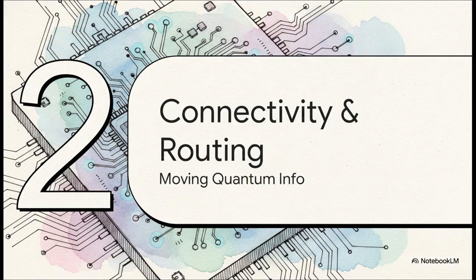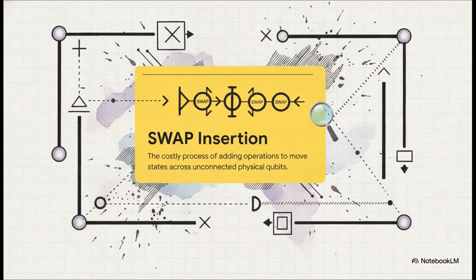Which brings us to connectivity and routing, the brutal reality of moving quantum information. Once we actually have the right language, we have to deal with physically moving incredibly fragile quantum information across a microchip. Quantum hardware usually doesn't allow every pair of qubits to interact directly with each other. If your algorithm requires a 2-qubit gate between 2 distant logical qubits, the compiler literally has to manually move those quantum states next to each other. It does this through swap insertion. This is a crazy, costly process of injecting extra operations just to shuffle data across unconnected physical qubits.